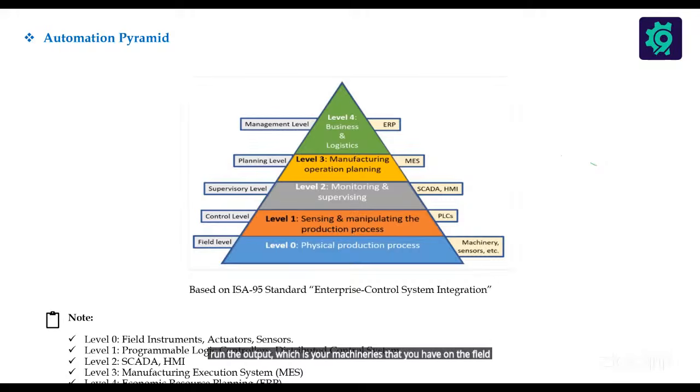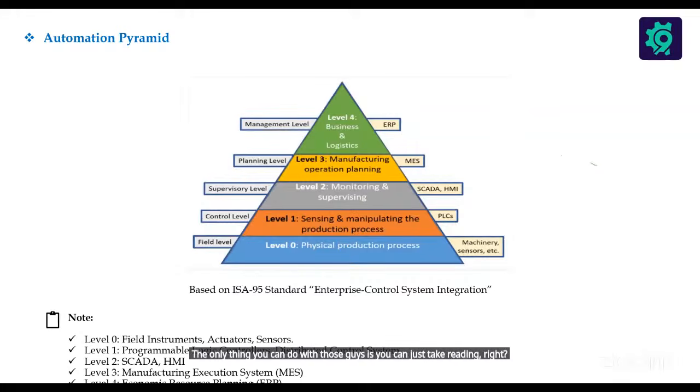So this level is level 0, the field level. When you leave the field level, before we start thinking of how to control and automate, you already have all your instruments, like your pressure transmitter, temperature transmitter, and level transmitter. These are all field level devices. But the only thing you can do with those is take readings, right?